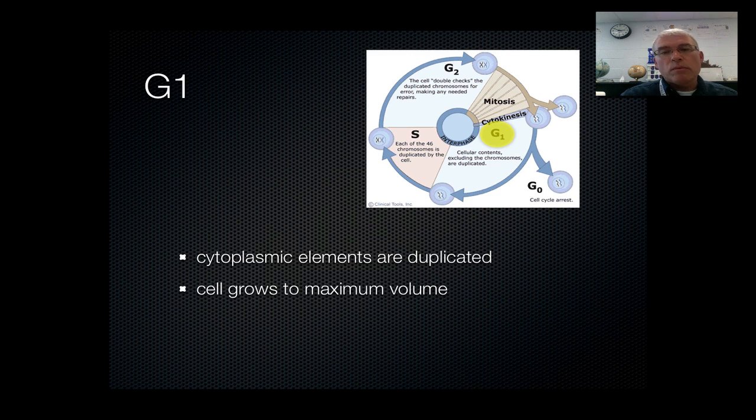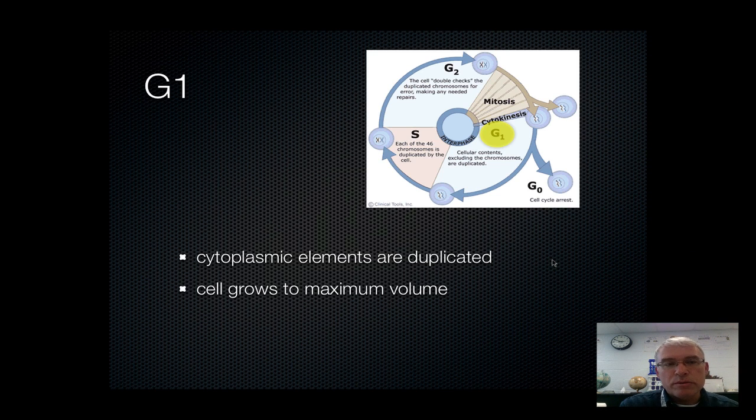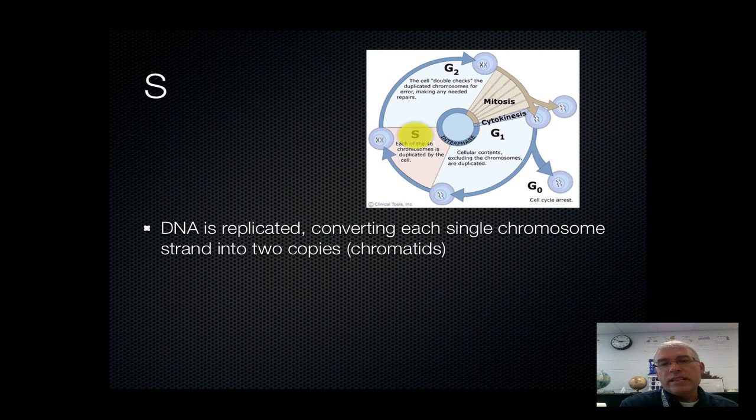Now, during the G sub 1 part of the cell cycle, the cytoplasm and all the things in the cytoplasm are being duplicated and copied and grown. The cell's getting bigger. It's growing to its maximum size. During the S part of interphase, that's where the DNA or the chromatin material is being replicated.